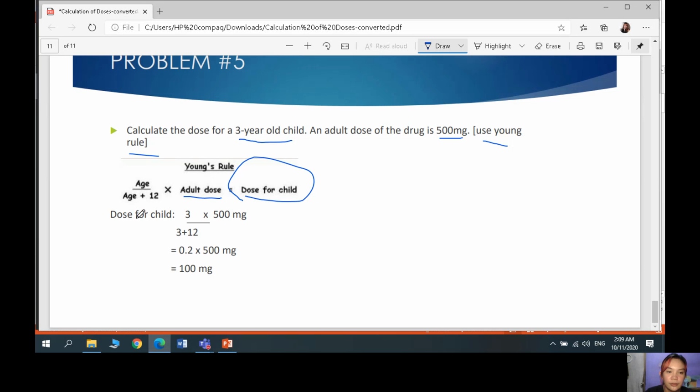So substitute. Dose for child equals age, which is 3 years old, over 3 plus 12 times 500 milligrams, which is the adult dose. So the answer in 3 over 3 plus 12 is 0.2. Multiply it again by the adult dose, 500 mg. So the answer is 100 milligrams. That is the dose for a 3-year-old child with an adult dose of the drug of 500 milligrams.